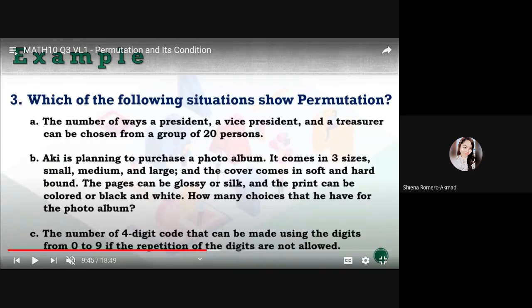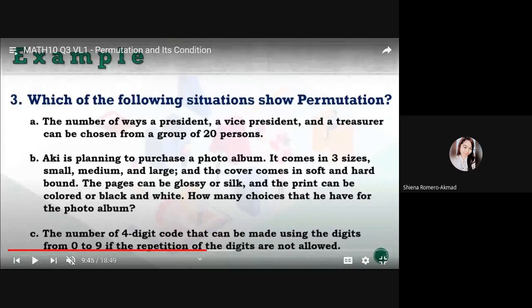Please read letter A, Patricio. The number of presidents, a vice president, and a treasurer that can be chosen from a group of 20 persons. Okay. How about Avendaño, letter B? Aki is planning to purchase a photo album. It comes in small, medium, and large, and the cover comes in soft bound. The pages can be glossy or silk, and the print colored or black and white. How many choices do we have for the photo album?